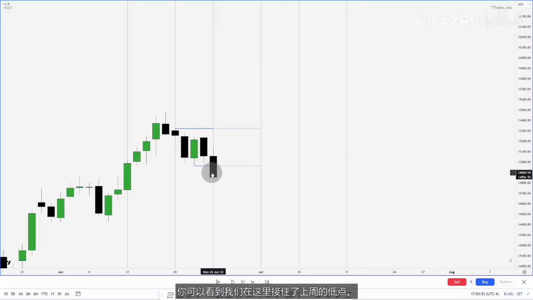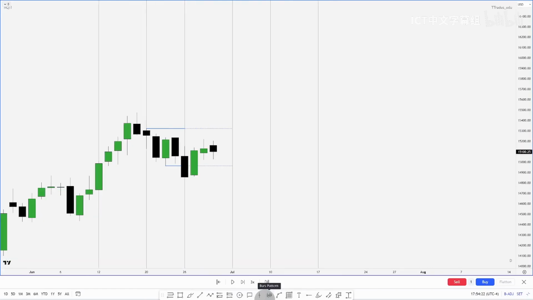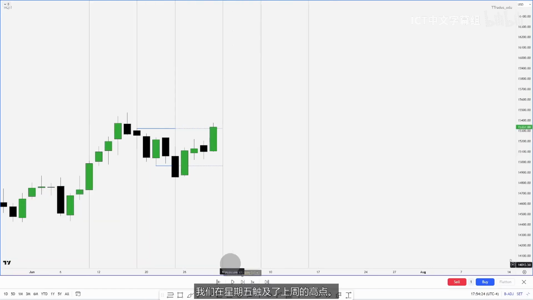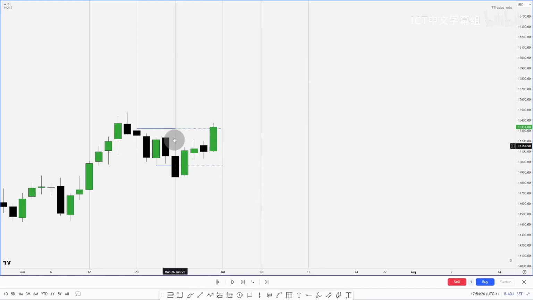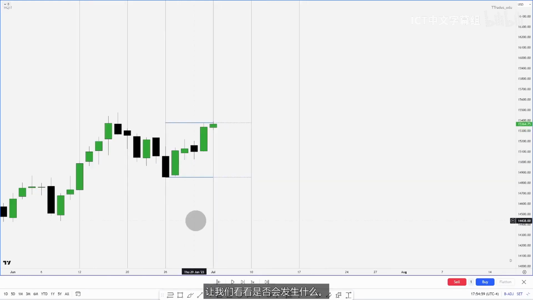You can see right here, we take previous week's low, so let's see what the next candle does. There is a fair value gap over here. And then we come back into the range. Where would I expect price to go from here? I would expect it to reach for previous week's high. And there we go, we hit previous week's high on a Friday. So here we have the next week marked out. Let's see if anything happens.